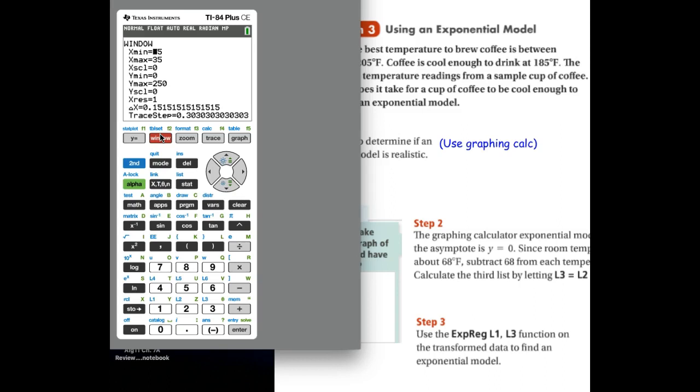All right, so -5 to 35 for x and 0 to 250 for y. The next thing we have to do is tell our calculator to do a stat plot, to graph these statistics. To do that we do second y equals. We're going to choose the first one, make sure it's on, and make sure it is a scatter plot, the first picture. And we're going to have it use list 1 and list 2 for now.